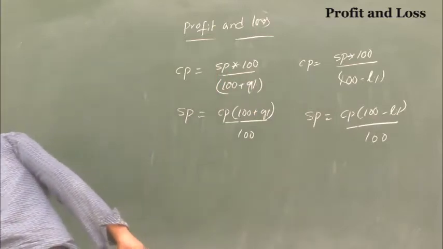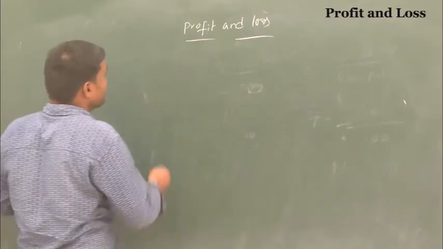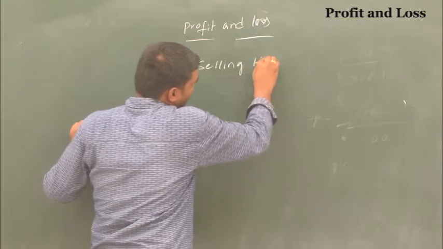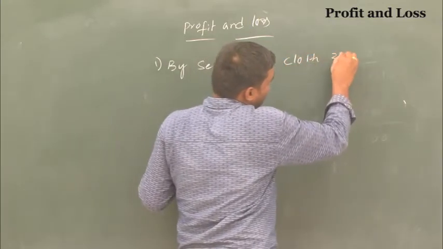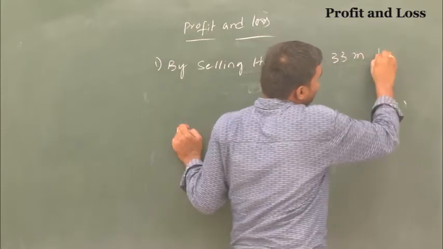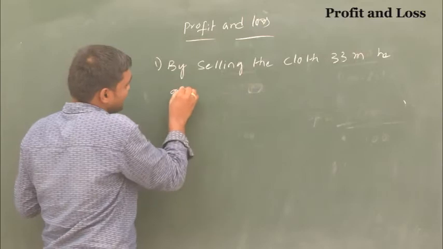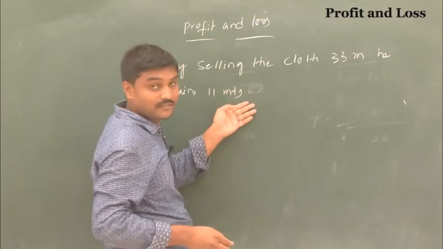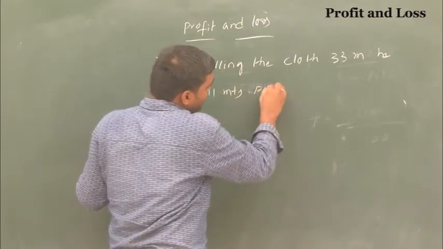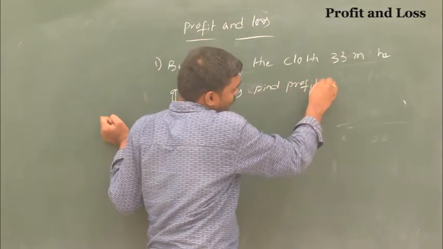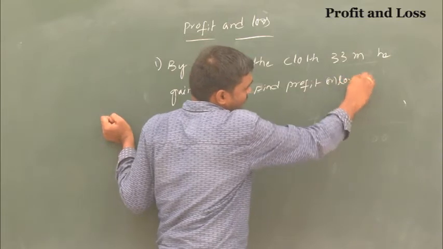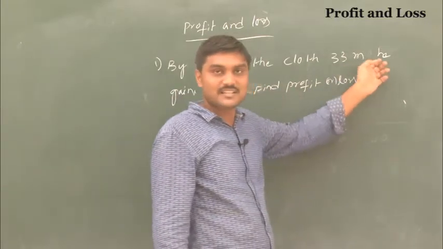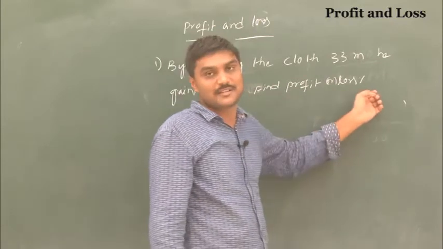Next, the examples. Example 1: By selling cloth of 33 meters, he gains the selling price of 11 meters. Find profit or loss percent. So here he is given selling price: by selling 33 meters of cloth, he gains 11 meters. Find profit or loss percent.